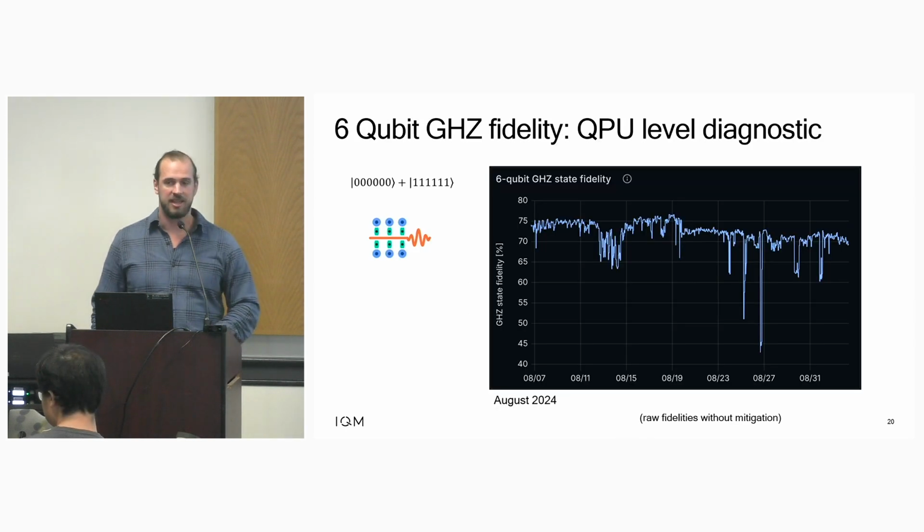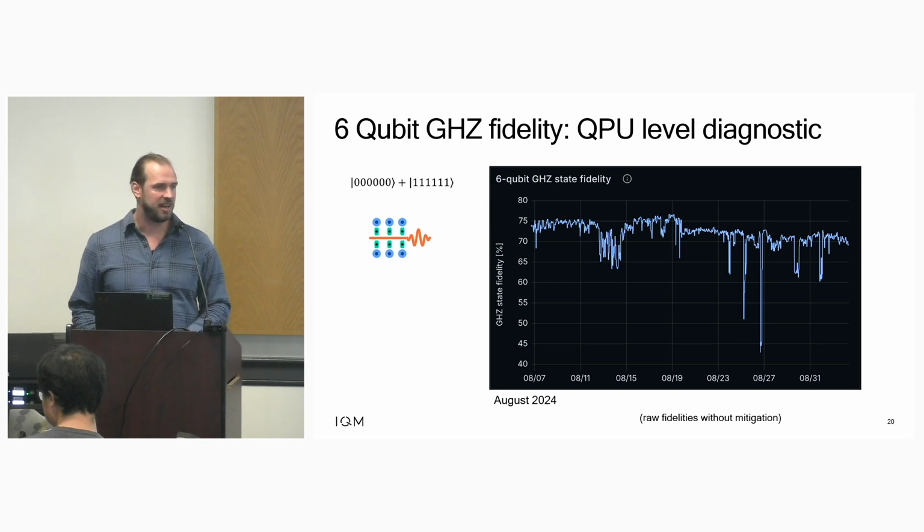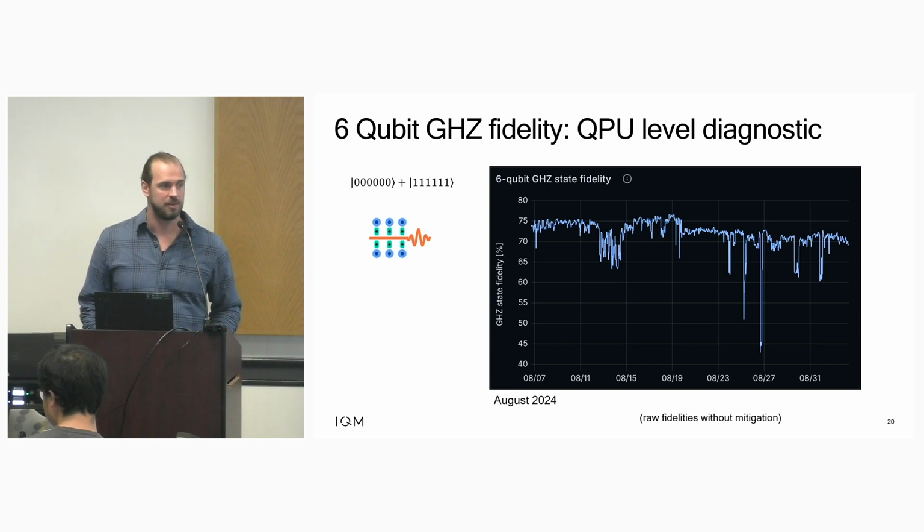Since then, we've adopted the GHZ fidelity as a standard diagnostic measurement, where in the queue, every hour, we measure the GHZ state fidelity. And what is shown here is just the measurement from August, where you can see we have fidelities hovering, for the most part, in the high 60s to 75%, except for a couple events. Those 2 events both corresponded to 2 of our qubits having a drop in coherence that then went away.